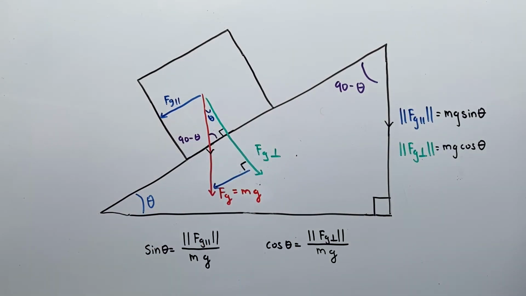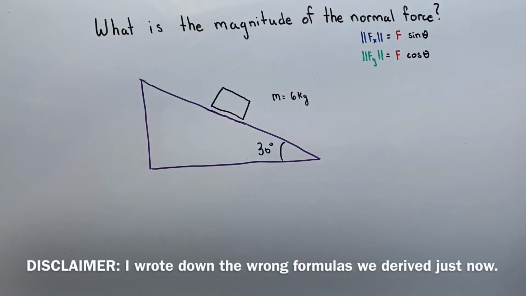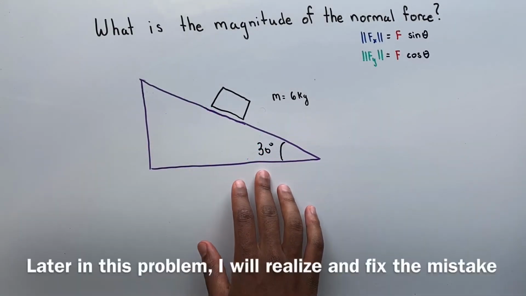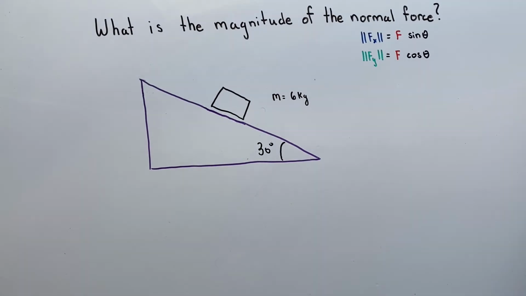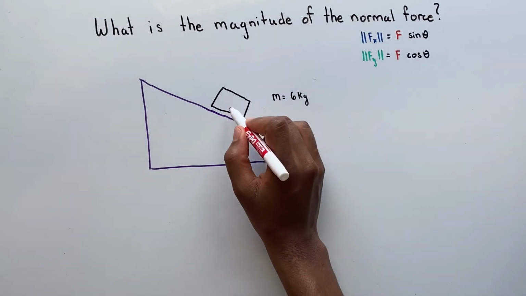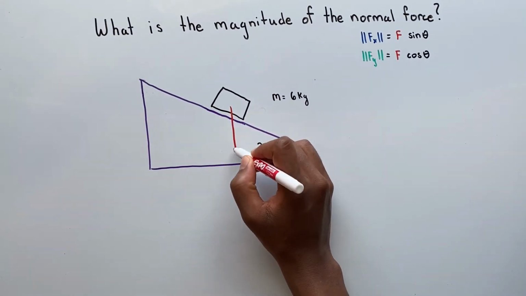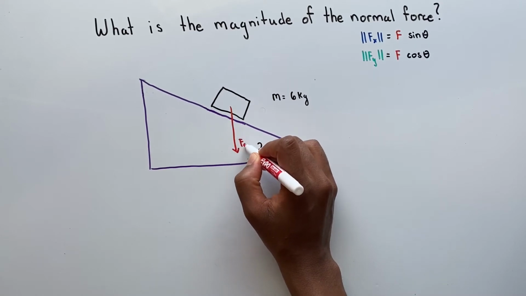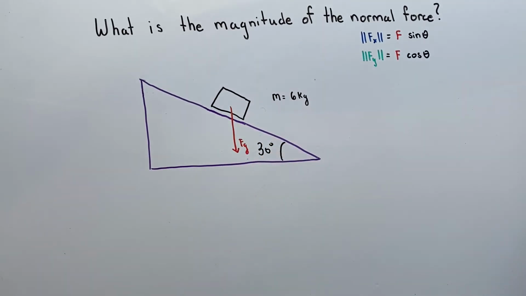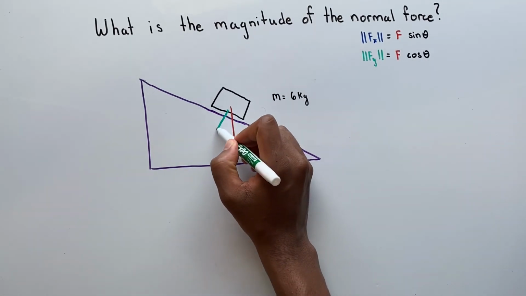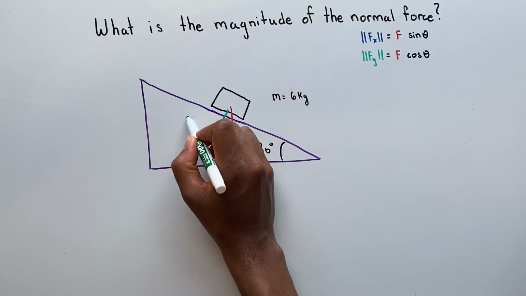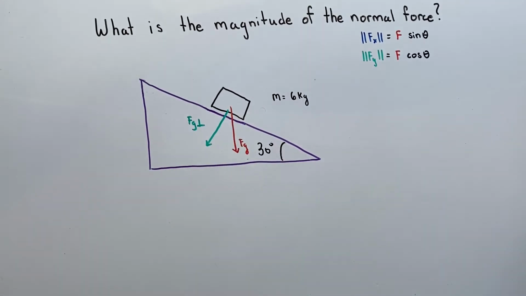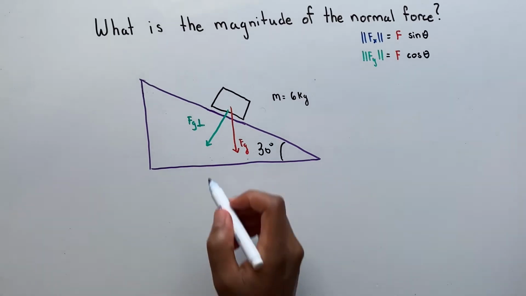Now, let's look at some problems. In this problem, we have a box that is elevated 30 degrees, and we are asked to find the magnitude of the normal force. Well, like we did in the lecture, we know that this box is going to experience a downward force of gravity. And we want to break up this vector into components that are perpendicular to the surface and parallel to the surface.